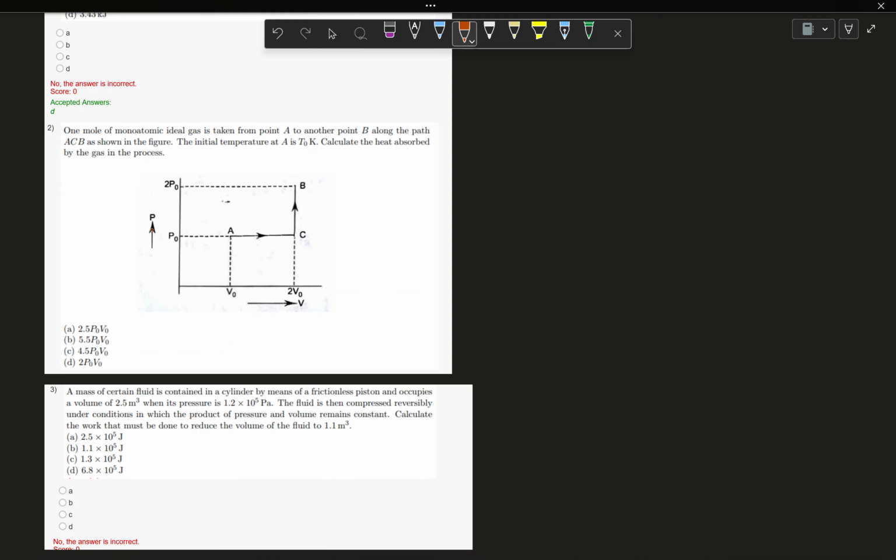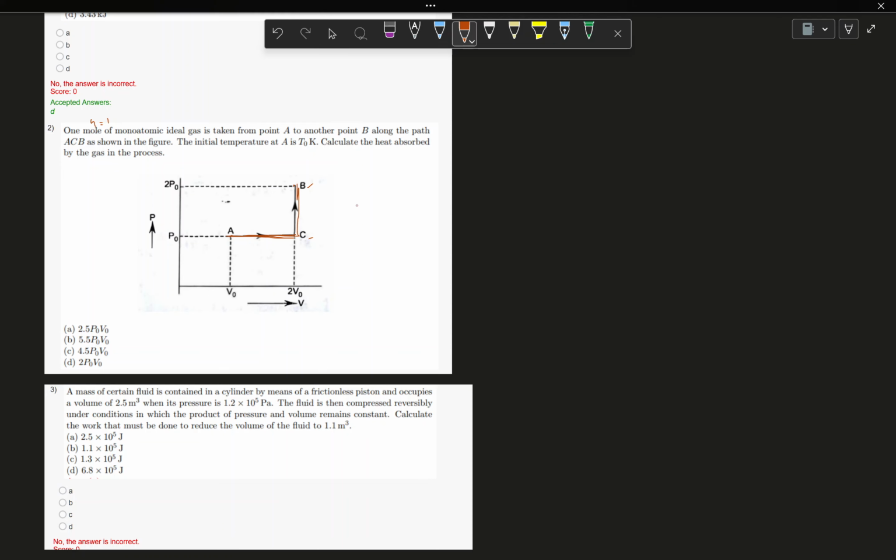So they have given a graph of P versus V here where different points are marked. Three such points are A, B, and C. And it is saying that the number of moles n is equal to 1 and it is a monoatomic ideal gas. It is taking a path from point A to another point B along the path ACB. So it is going from A to B, but not directly, but via C. So it is first going from A to C and then C to B.